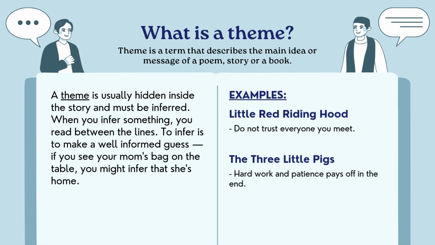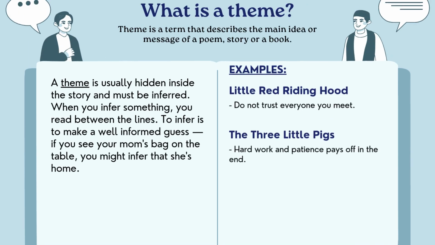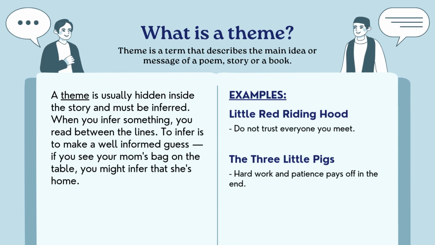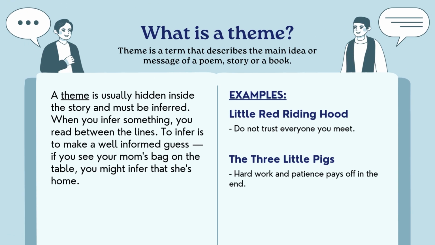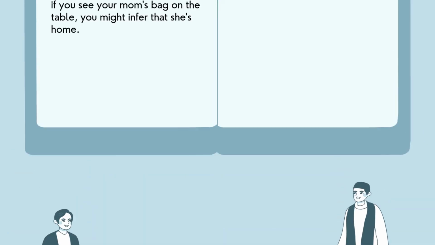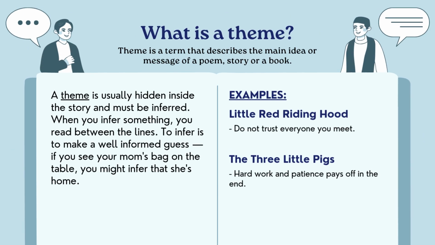What is a theme? Theme is a term that describes the main idea or message of a poem, story, or a book. A theme is usually hidden inside the story and must be inferred. When you infer something, you read between the lines. To infer is to make a well-informed guess. If you see your mom's bag on the table, you might infer that she's home.